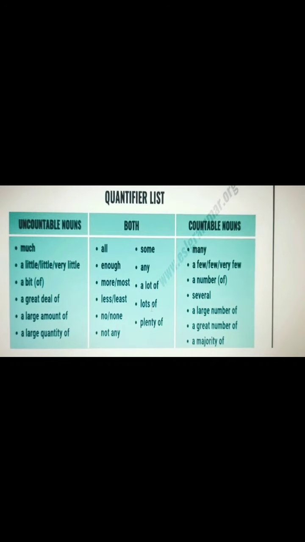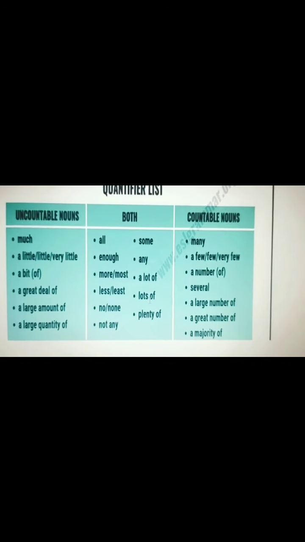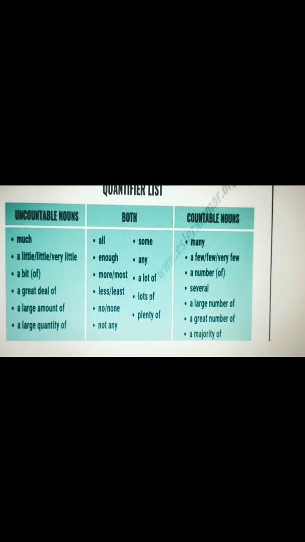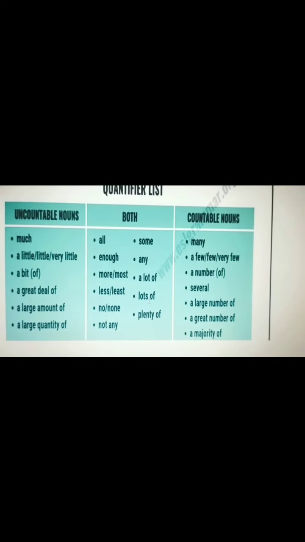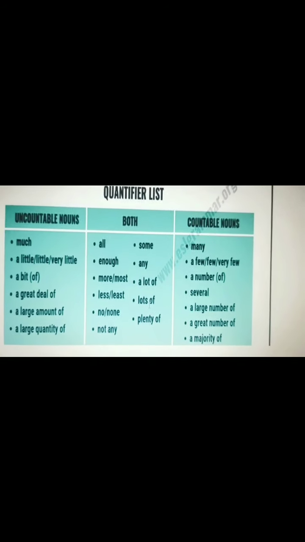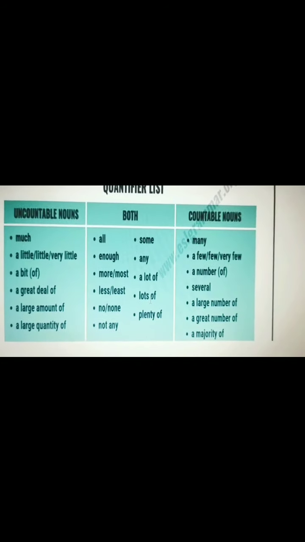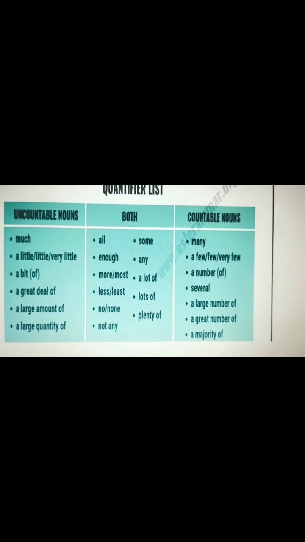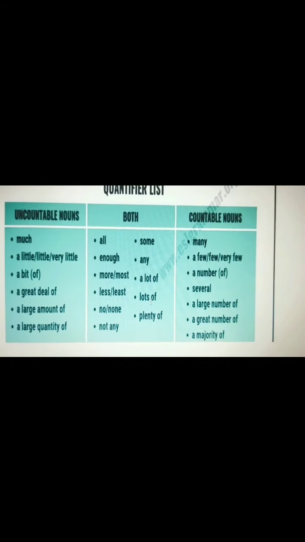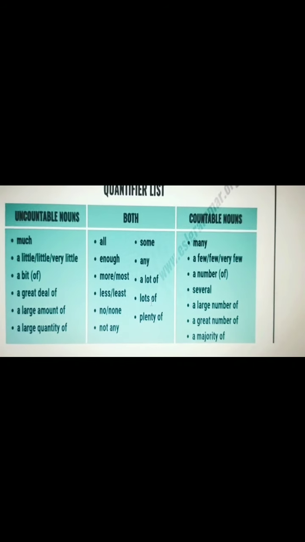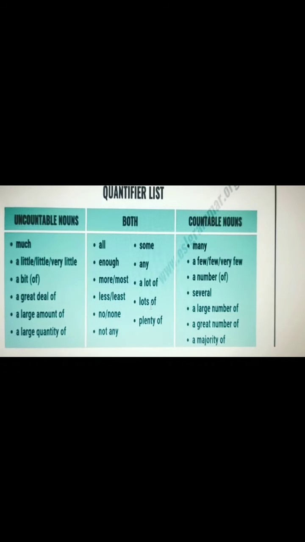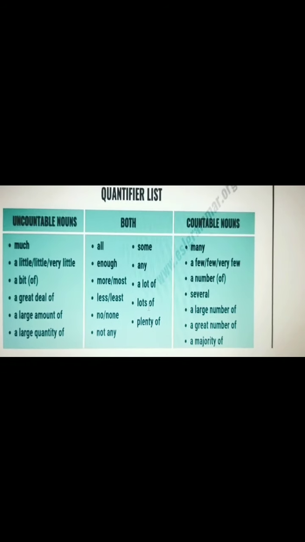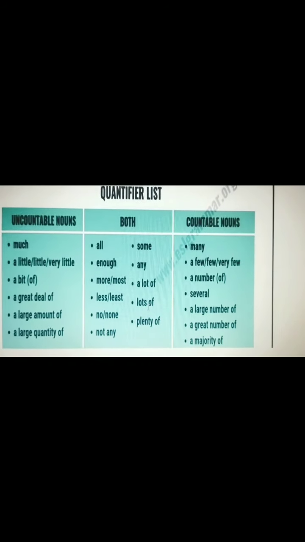Note down everyone the quantifier list. You can note it down in your notebook. Uncountable nouns, countable nouns. Under uncountable nouns you can write much, when you are not aware of the quantity, which cannot be counted: much, a little, little, very little, a bit of, a great deal of, a large amount of, a large quantity of, because it is uncountable.